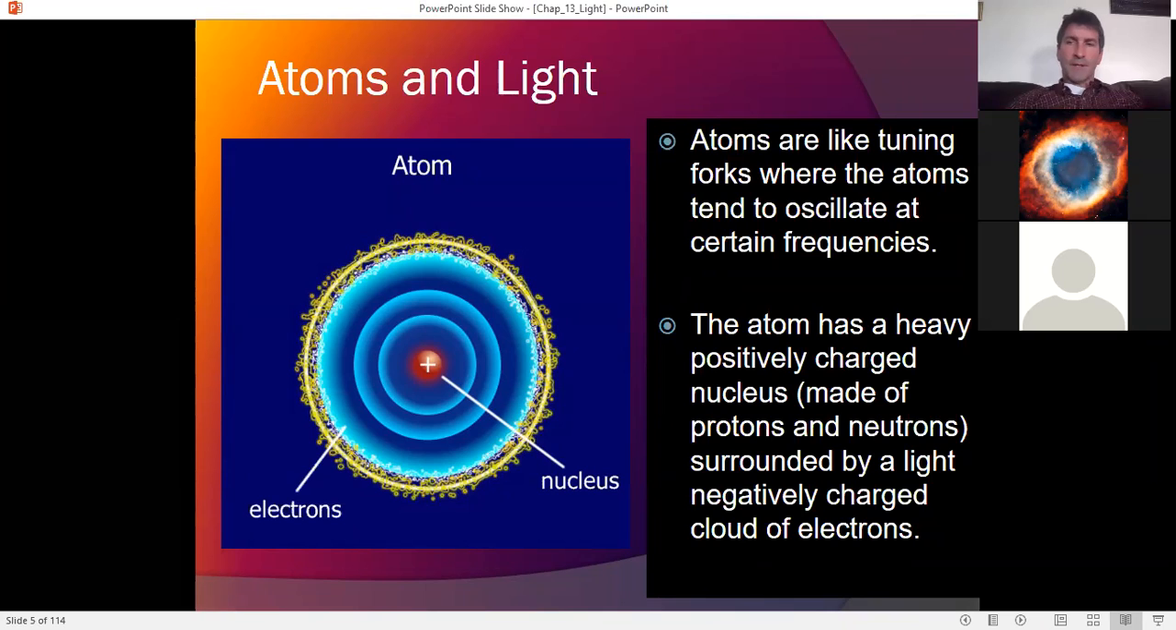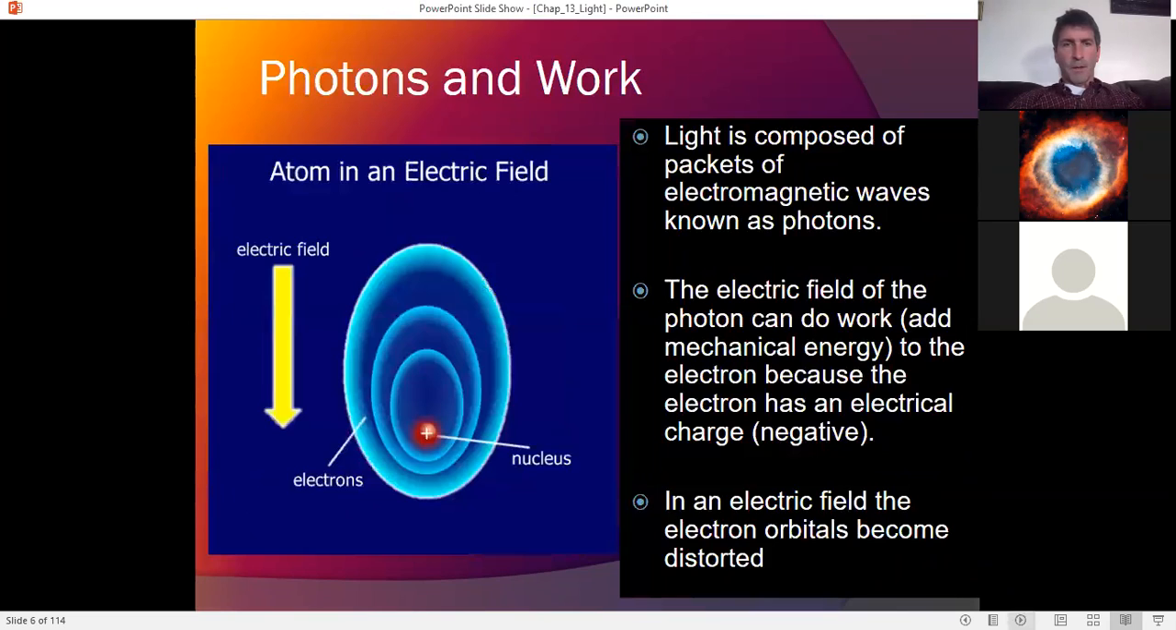So again, optics: how light and transparent materials or reflective materials will interact with that light. And again, what we talk about here also applies to ultraviolet and infrared for the most part.